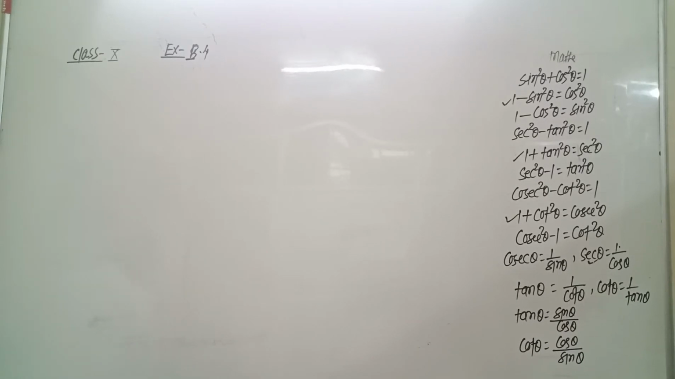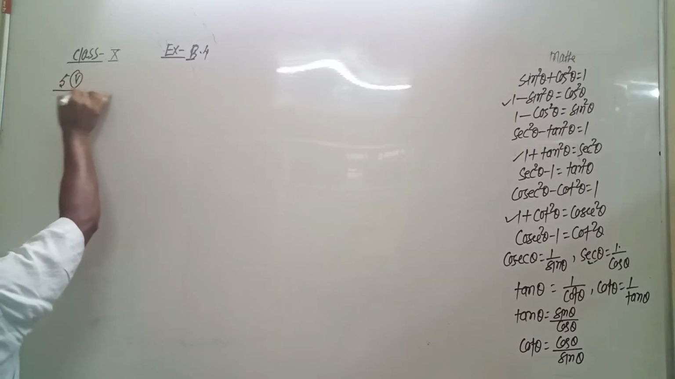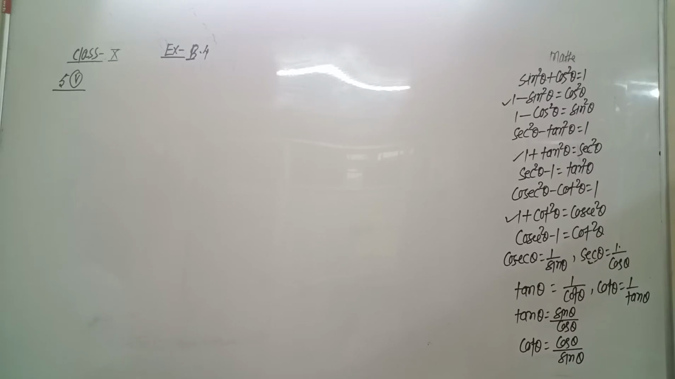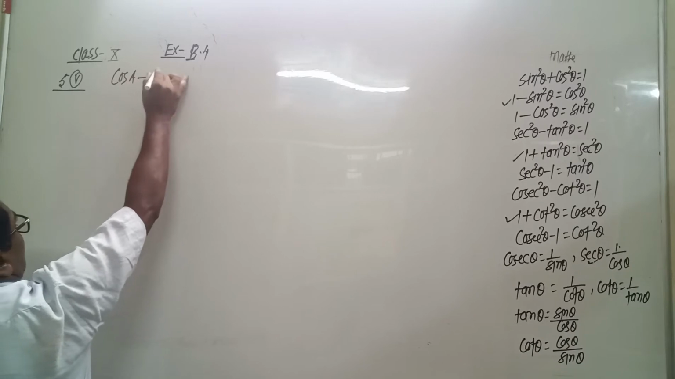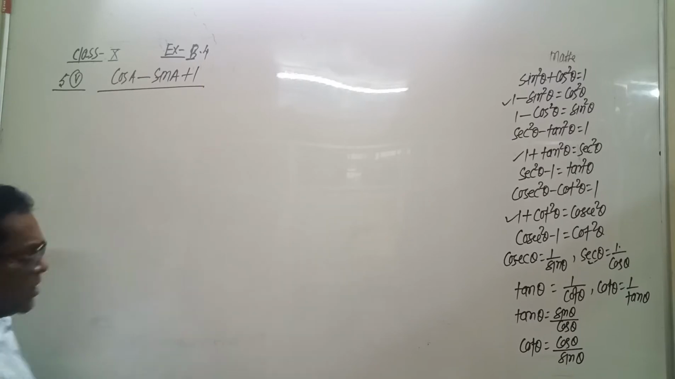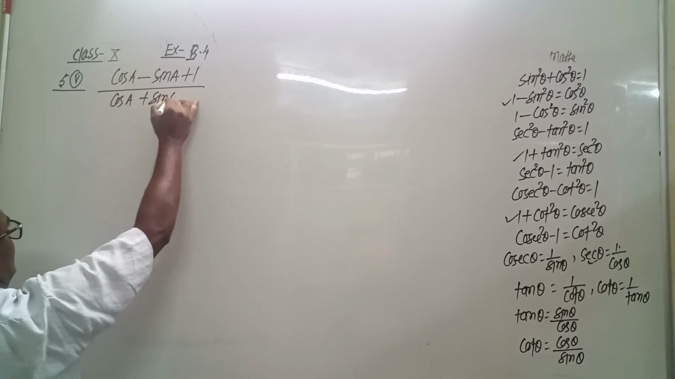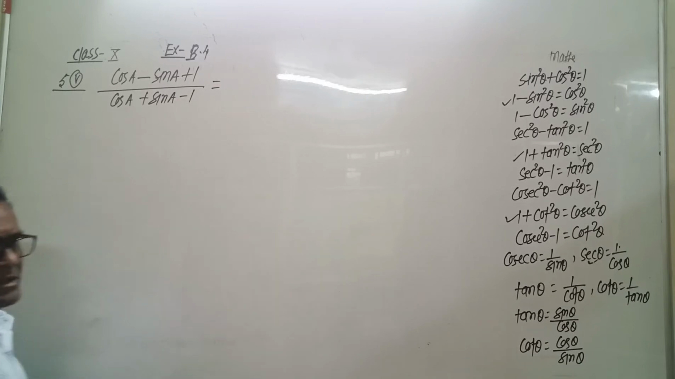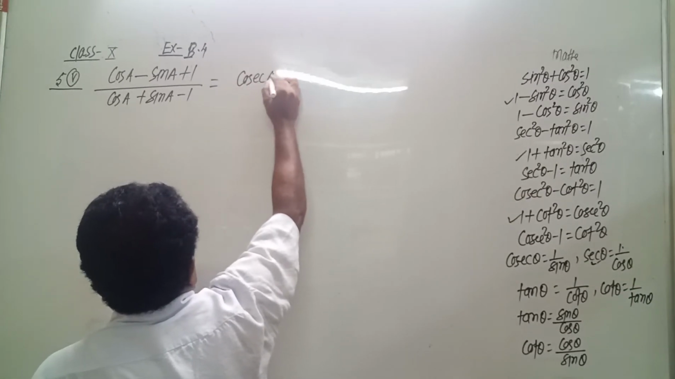Now the fifth part of question 5, another important question: (cos A minus sin A plus 1) upon (cos A plus sin A minus 1) is equal to cosec A plus cot A.